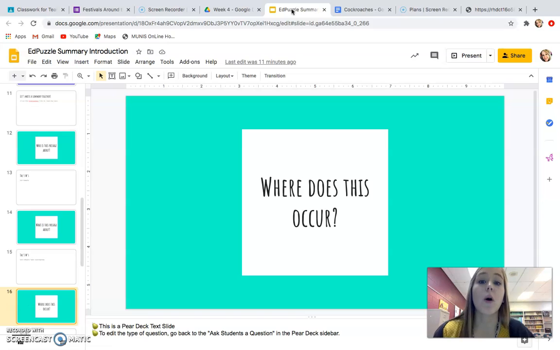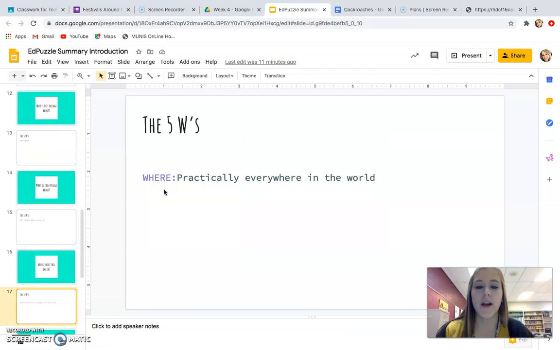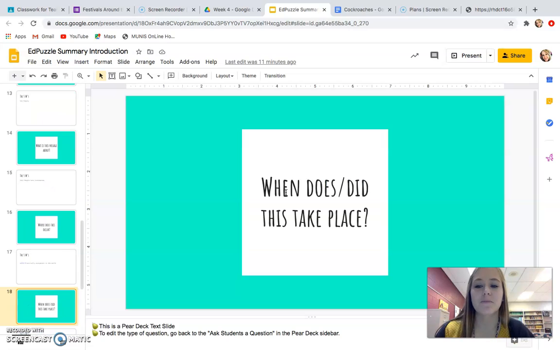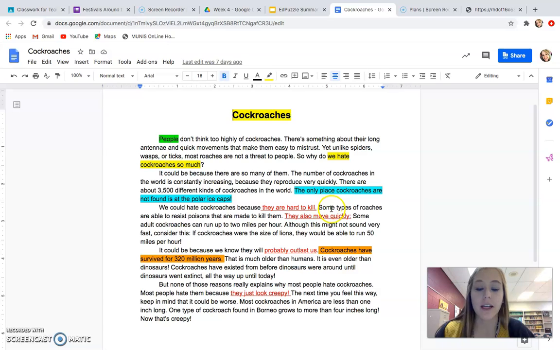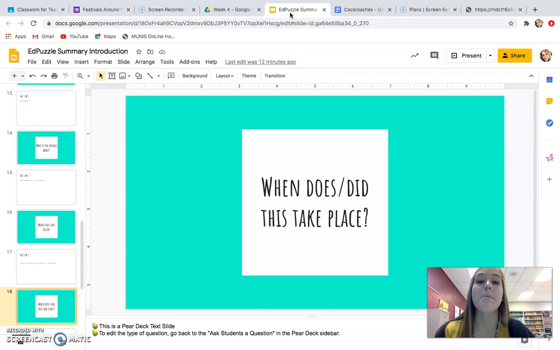Now we're going to move on to our where. Where does this take place? If we go back to the article here in blue, we know that this pretty much happens everywhere. Cockroaches exist everywhere except for the polar ice caps. So our where is practically everywhere except for the polar ice caps. When does or did this take place? If we look here in orange, cockroaches have survived for 320 million years. So our when is a very long time, 320 million years.